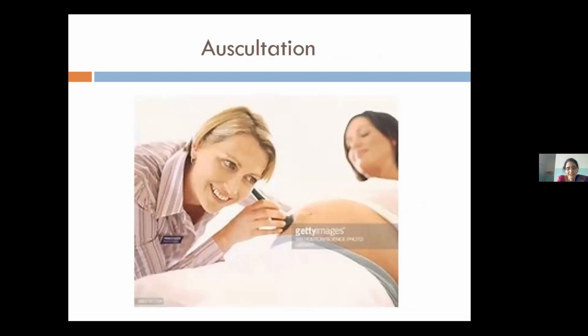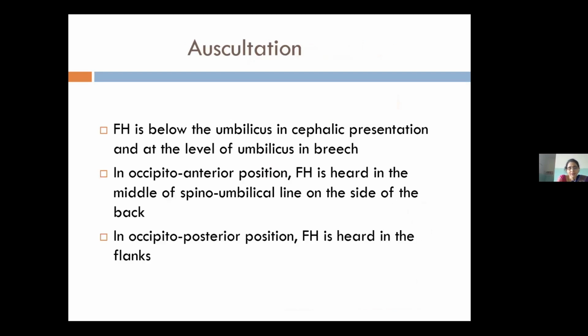Next, you have to auscultate. First, you have to know where you can hear the fetal heart sounds. So, fetal heart is heard below the umbilicus in cephalic presentation and at the level of the umbilicus in a breech presentation. In occipito-anterior position, fetal heart is heard in the middle of the spino-umbilical line. That is, you have to draw a line from the anterior superior iliac spine to the umbilicus, and in the middle portion, you will hear the fetal heart towards the fetal back.